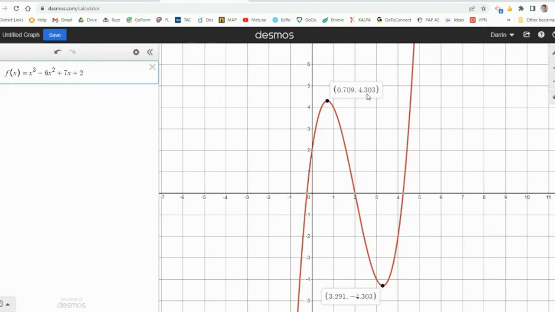So relative maximum at 0.709, that's the x value of that point. And the value of the maximum is 4.303, because that's how high it is. It's 4.303. And then the minimum is right here at 3.291, negative 4.303.